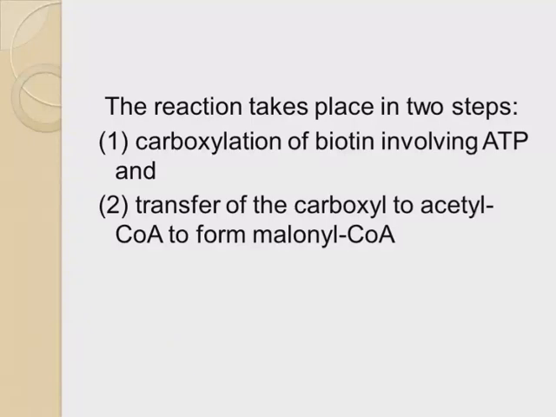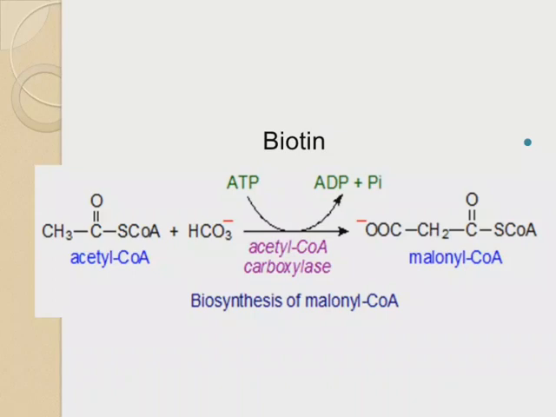The reaction takes place in two steps. First of all, carboxylation of biotin involving ATP. Second, the transfer of carboxyl to acetyl CoA to form malonyl CoA. إذا الخطوة الأولى هي carboxylation of biotin بوجود ال ATP. الخطوة الثانية هي انتقال الكربوكسيل جروب من البيوتين إلى الأسيتايل CoA to form malonyl CoA. This picture shows how acetyl CoA is converted to malonyl CoA in the presence of carboxylase enzyme, and as we said, this step needs biotin as a cofactor and ATP.